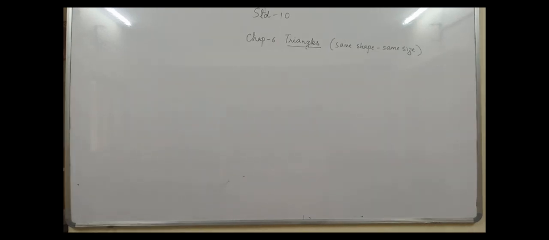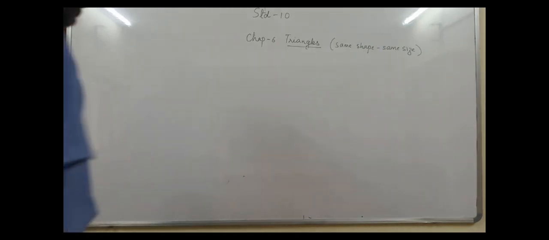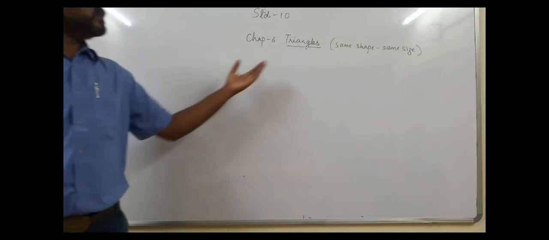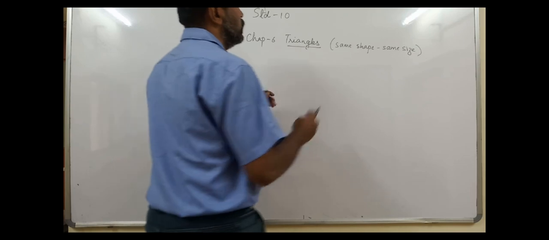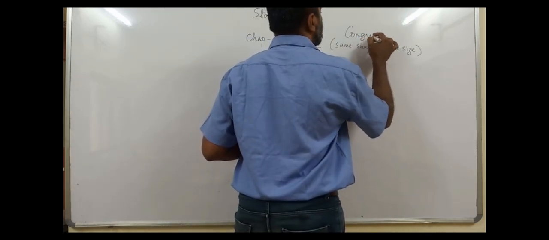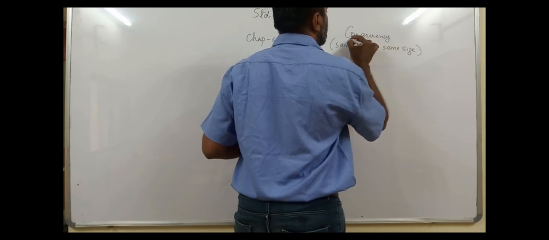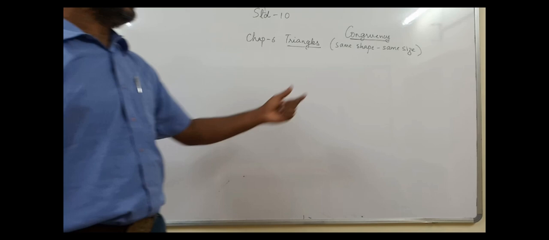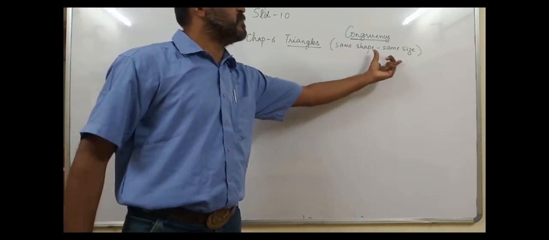If you have got any problem in the congruency of the 9th standard, let me know, and I will go through in detail also. But just now, to understand, I have told you what is congruency. Congruency is coinciding, and that can happen when the shape is the same and the size is the same.